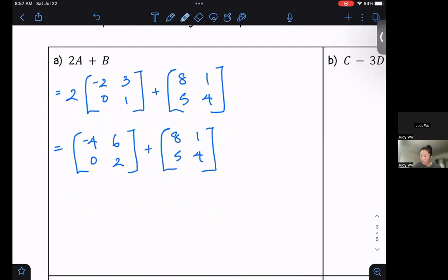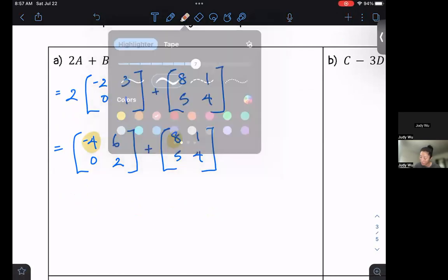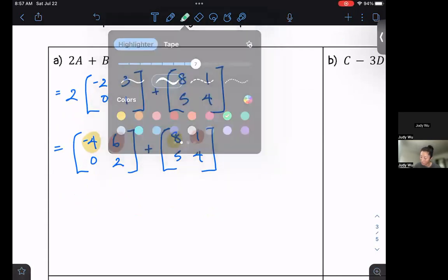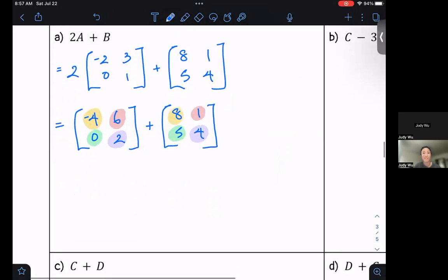The way we add is we take the entries in the same spot and add them together. We would take this entry and add it to this entry, and this entry to this entry, and we would take the 2 and add it to the 4 because they're in the same spot. If we do our math here, -4 plus 8 is 4, 6 plus 1 is 7, 0 plus 5 is 5, and 2 plus 4 is 6.